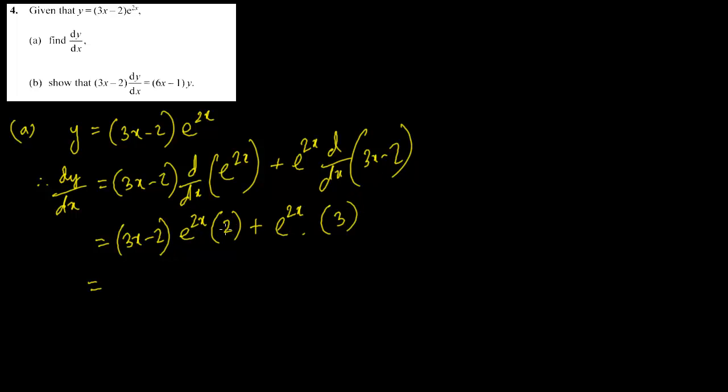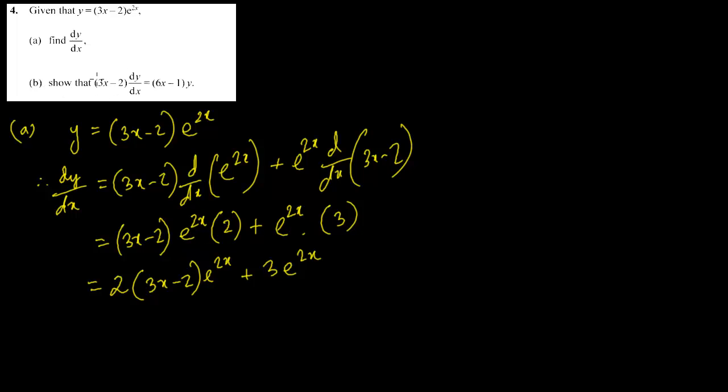So let's simplify. So 2 multiplied by this. So we can write down the 2 at first. Then we can write this, and we can write e to the power 2x, plus then we can write the 3 here, then e to the power 2x. So they didn't mention anything about simplifying it further, so I'm going to keep it this way. The next question is question number b.